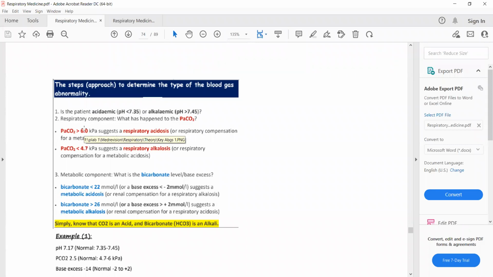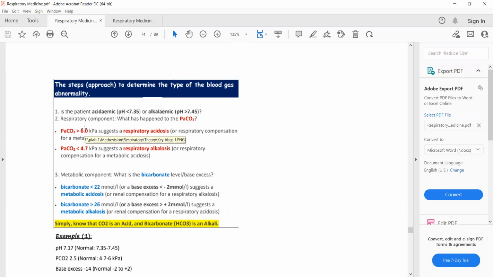Now remember that whenever there's a problem in the respiratory system, or the pH low or high is due to the respiratory system, the compensation will be metabolic. So we are doing an example in which pH is acidic and partial pressure of carbon dioxide is increased. So we have labeled it as respiratory acidosis.